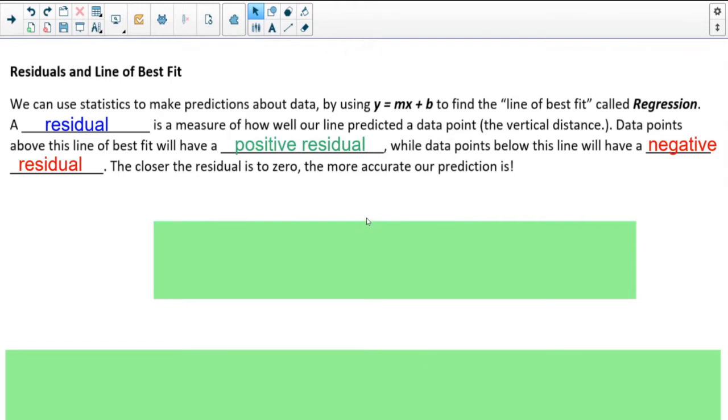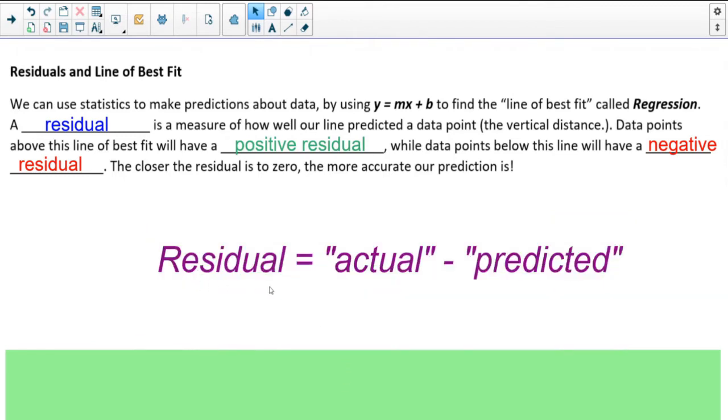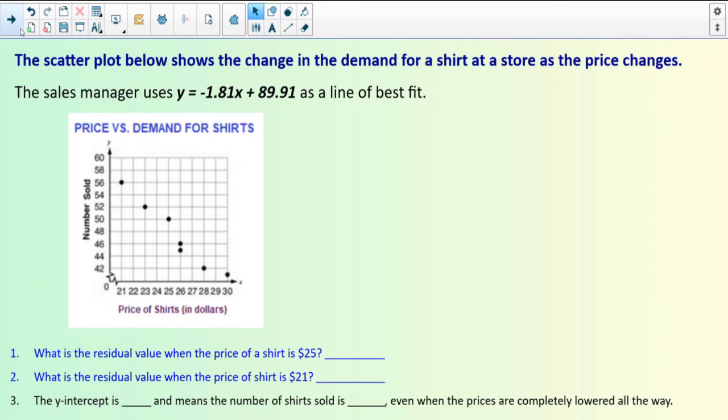So what's the math to calculate a residual? It's very easy. It's just a big subtraction problem. To get a residual, all I need to do is calculate the difference. I take the actual data point and subtract what our predicted data point was. And not even the whole point, just the vertical distance, so just the y values. It's just a big subtraction problem, that's all. So let's look at an example here.